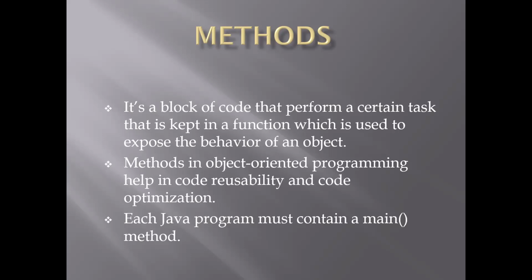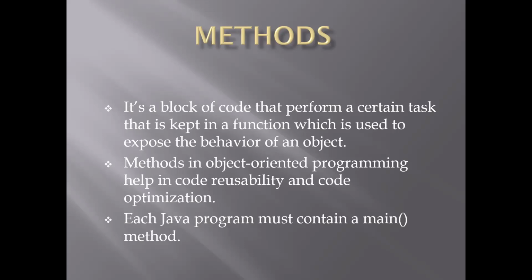And this function will not get executed until it gets called. Like if I didn't call this method or this function, the code inside will not get executed. And we will see this practically in a while. Second, methods in object-oriented programming help in code reusability and code optimization. If I have a piece of code which is kept in a function, I can easily reuse this code multiple times in different places in my program. So it's very important when it comes to reusability and optimization.